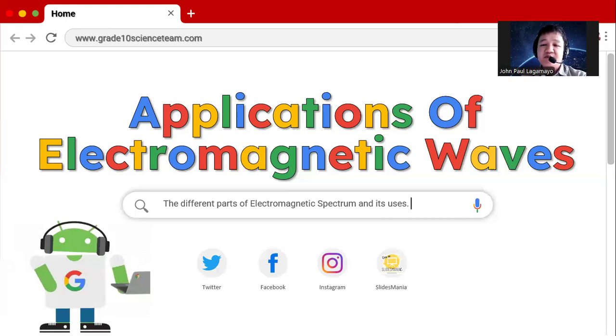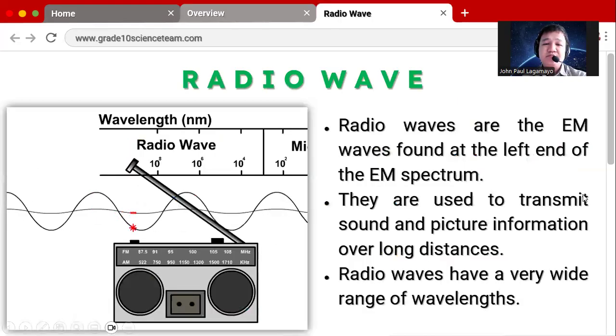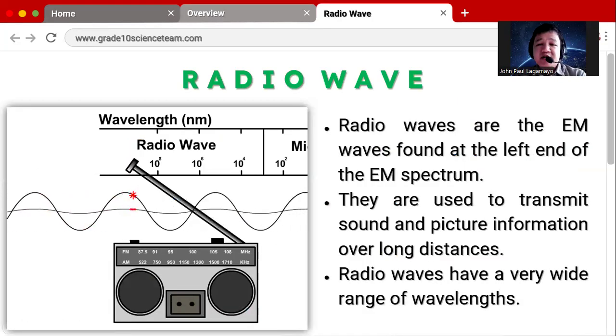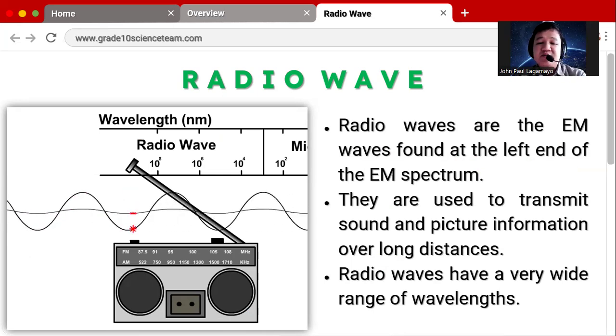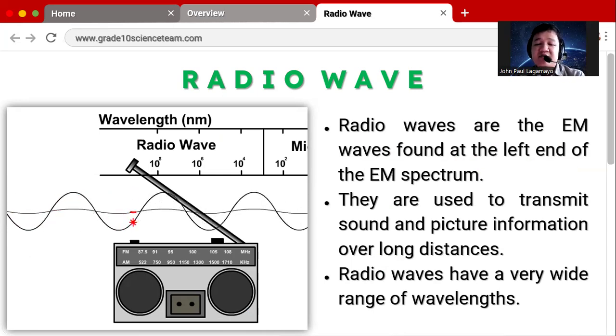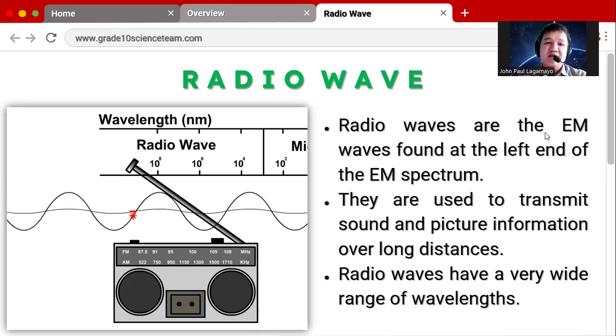Let us start with the radio waves. Okay. The radio waves are the electromagnetic waves found on the left end of the electromagnetic spectrum, used to share information over long distances. Radio waves have a very wide range of wavelengths.